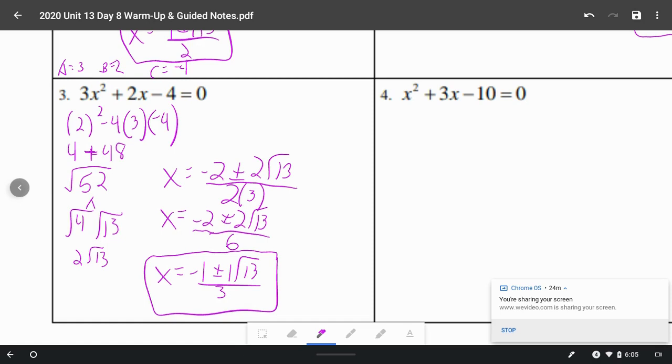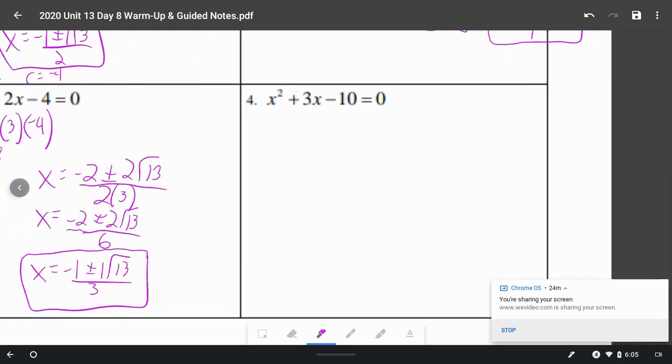All right, last one. So if we take a look at my last one, and we label my A, B, and C, we get 1, 3, -10. You can pause it if you want and see if you can do it all the way through. And then you can press play and see if we got it.